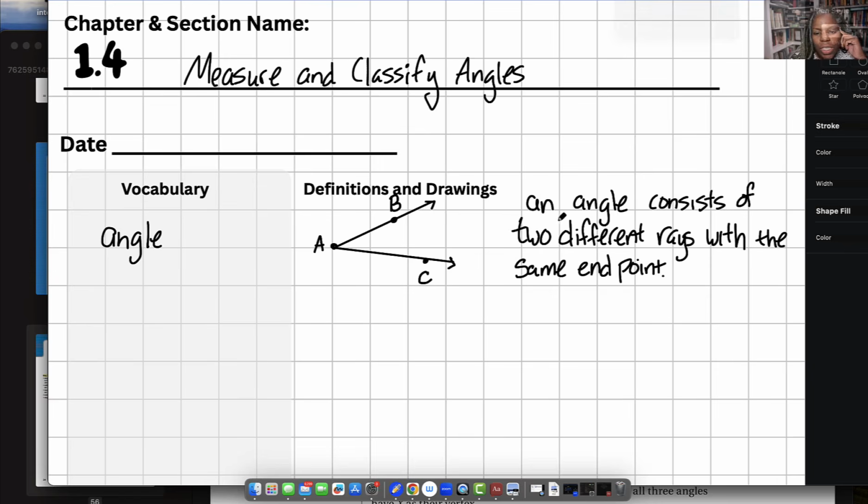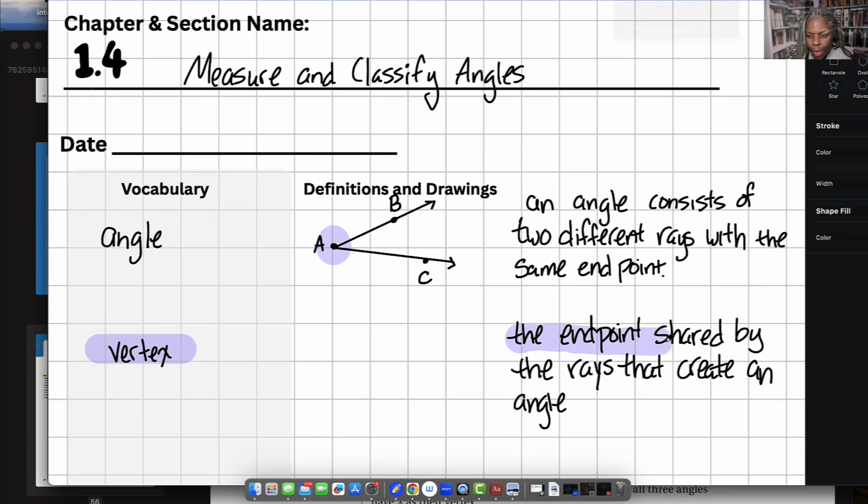We're going to define an angle as follows. An angle consists of two different rays with the same endpoint. When we talk about that endpoint, that brings us to another vocabulary word, and that word is vertex. The vertex is the actual endpoint that those two rays share that creates the angle. So again, the endpoint that is shared by the rays that create an angle, that is what we would refer to as the vertex.